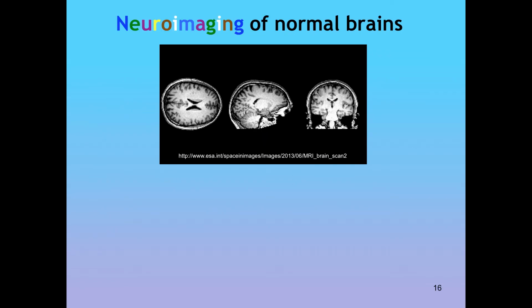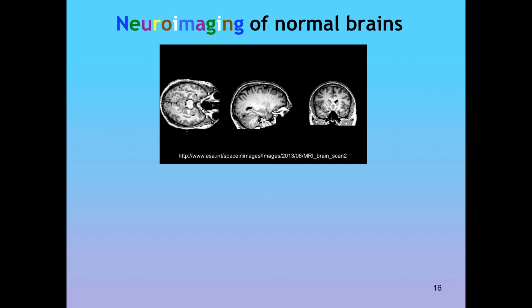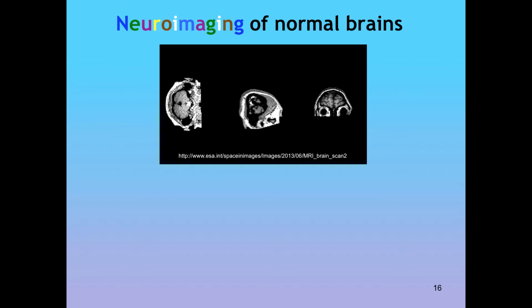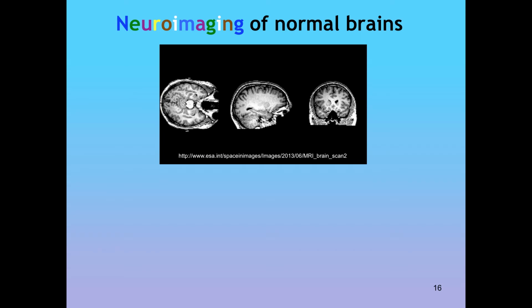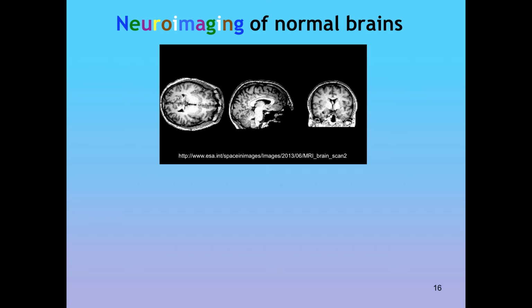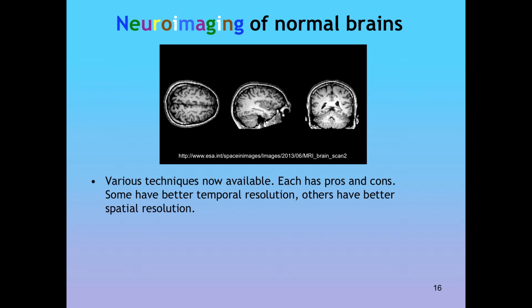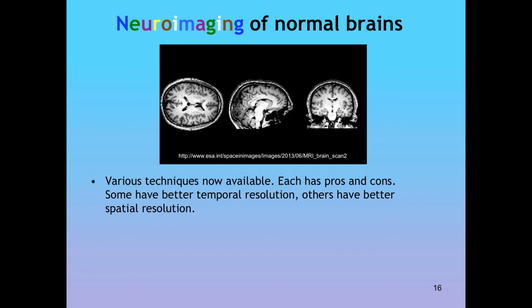And that is where we get the neuroimaging of normal brains. There's been an explosion in neuroimaging research to answer all sorts of questions, not just music or auditory related, but many other domains as well. And various techniques are available to us, and there are trade-offs for each one of them.